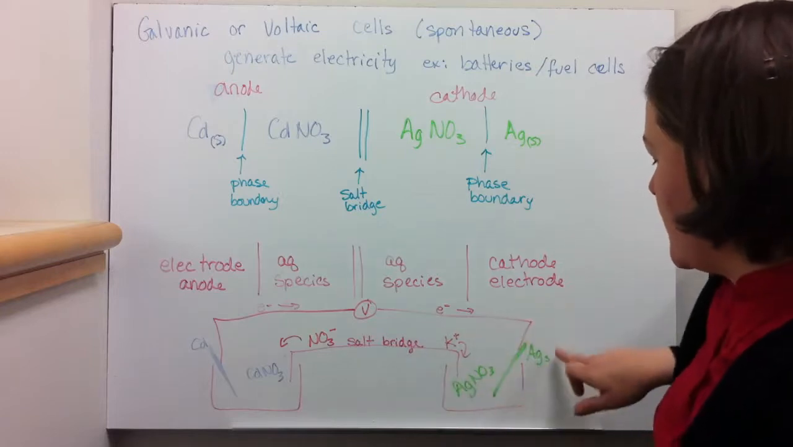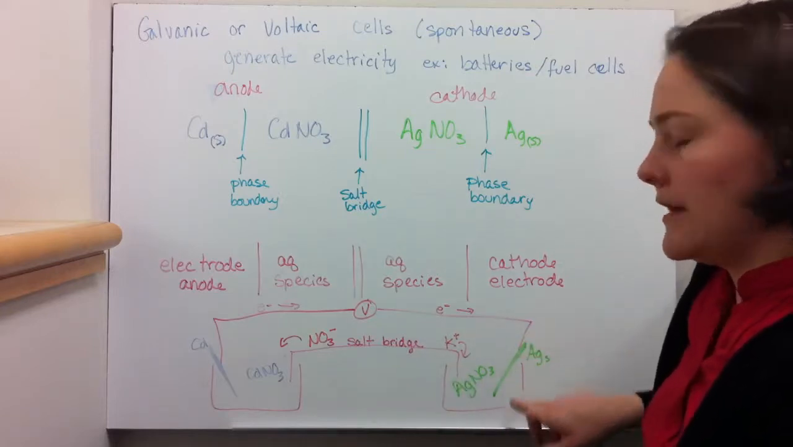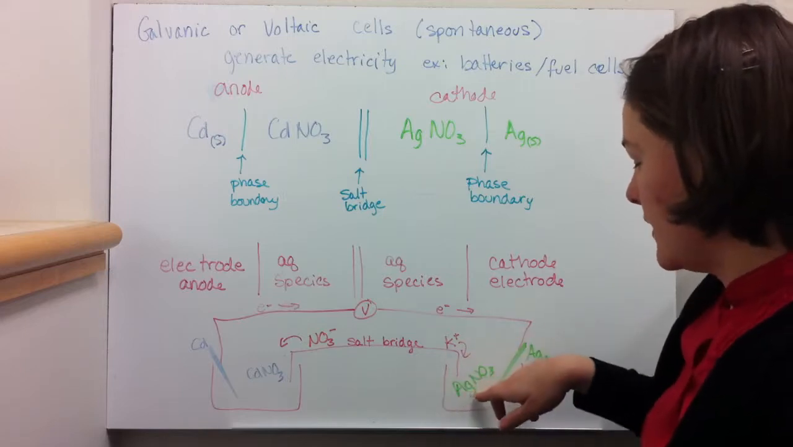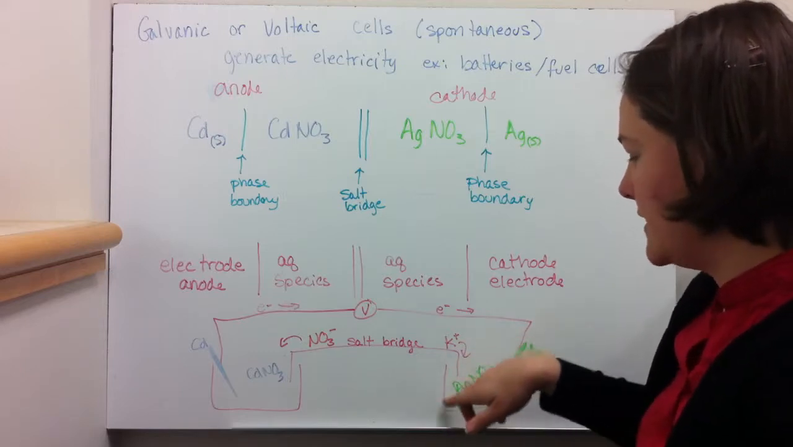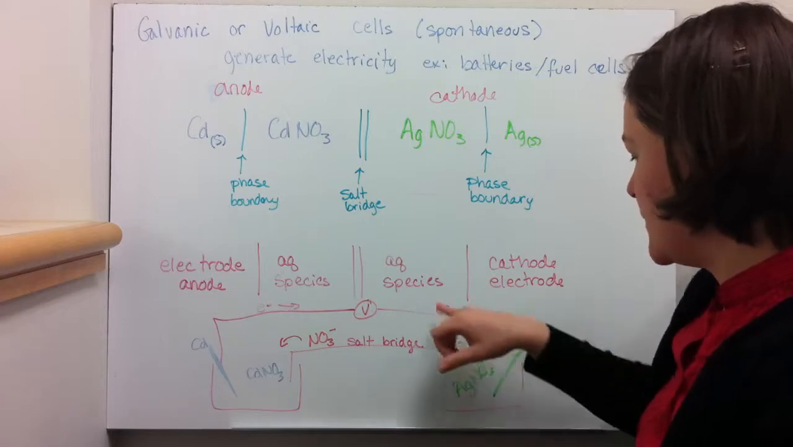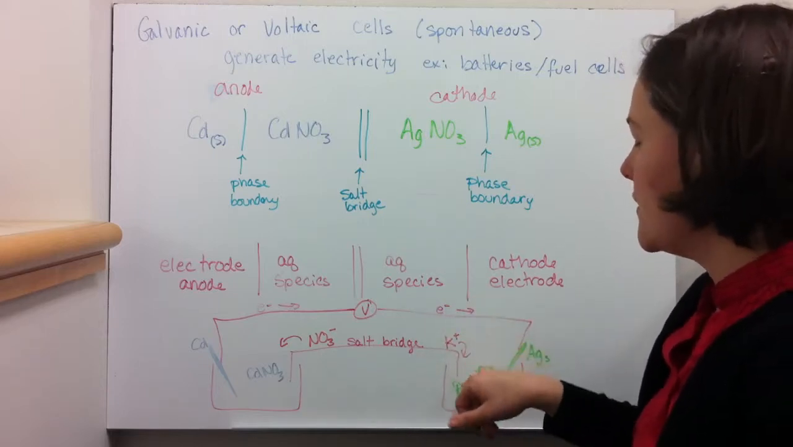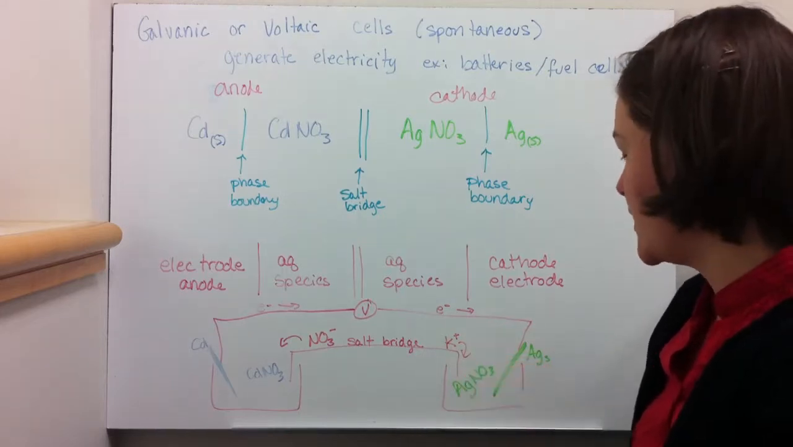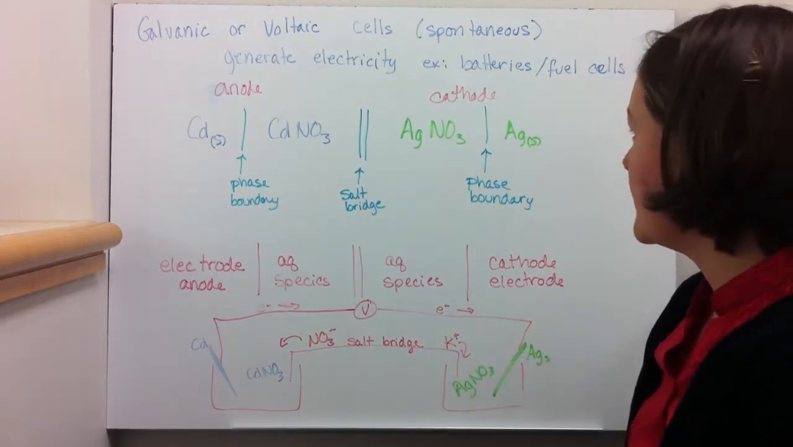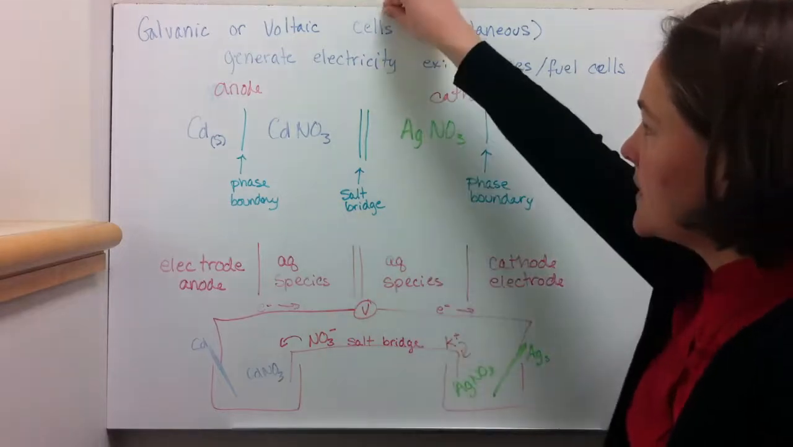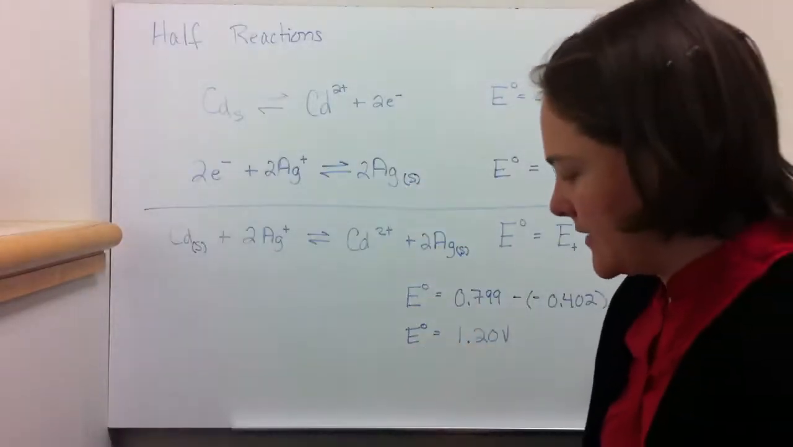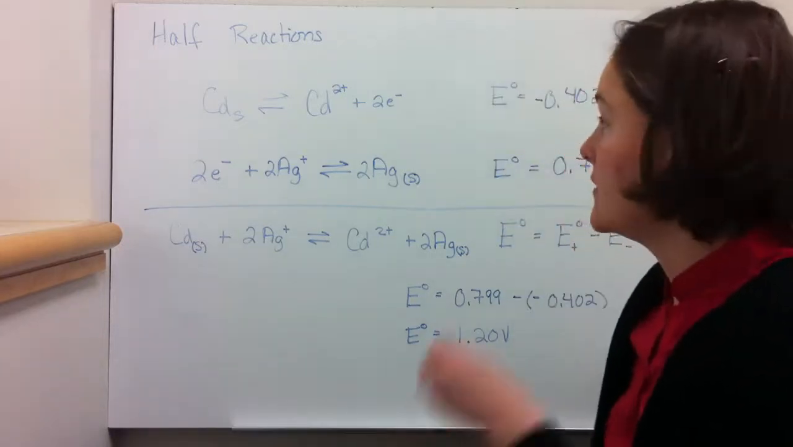Then, as you get over here, you have silver as your cathode electrode and your silver nitrate in solution. And since you're having electrons coming in here, you also have a higher concentration of potassium right over here in your salt bridge. And that's how that works. That was a lot of information. We're going to get a lot of practice writing cells in that notation.